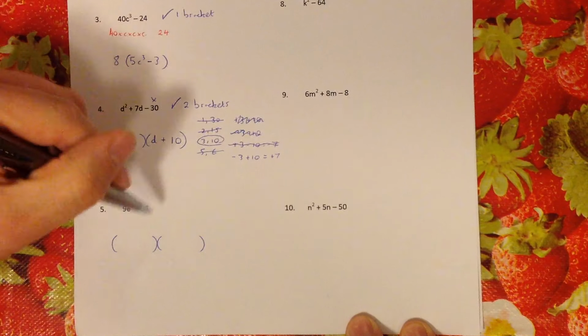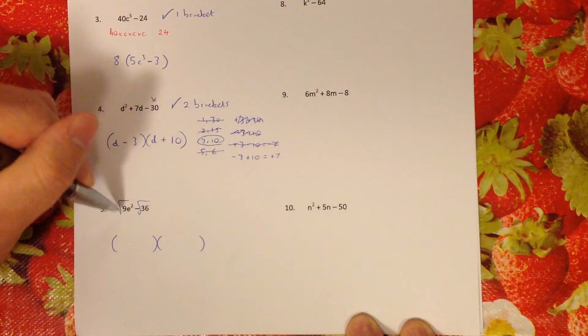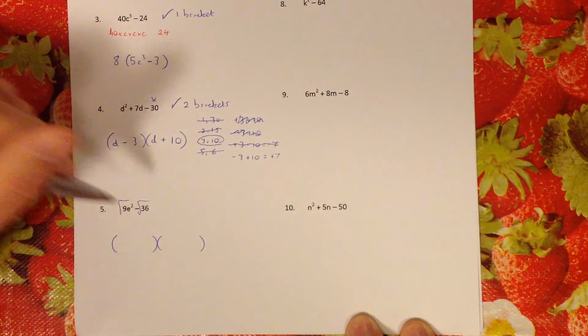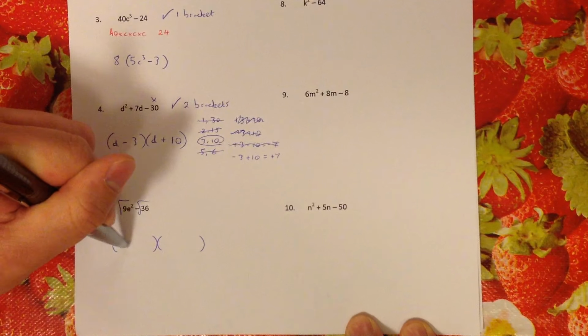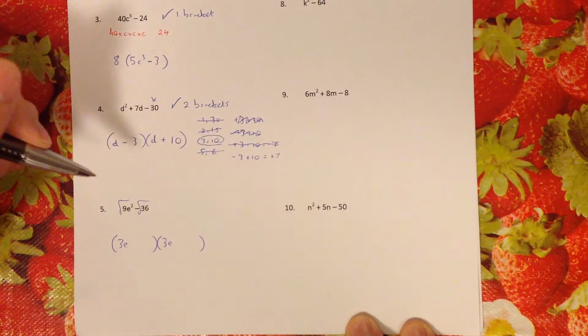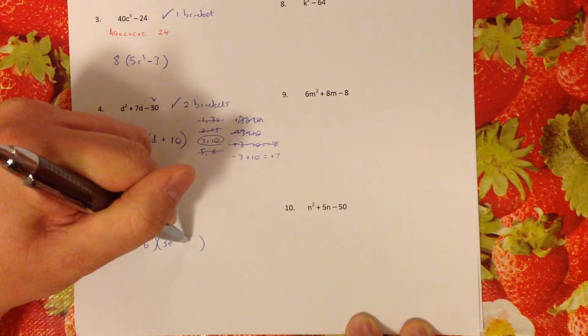So this is a really simple one. Square root this, square root this. So the square root of 9e squared, what do I times by itself to get 9e squared? Well, that's going to be 3e, because 3e times 3e is 9e squared. Square root of 36 is positive 6 or negative 6, so let's put the 6 in.